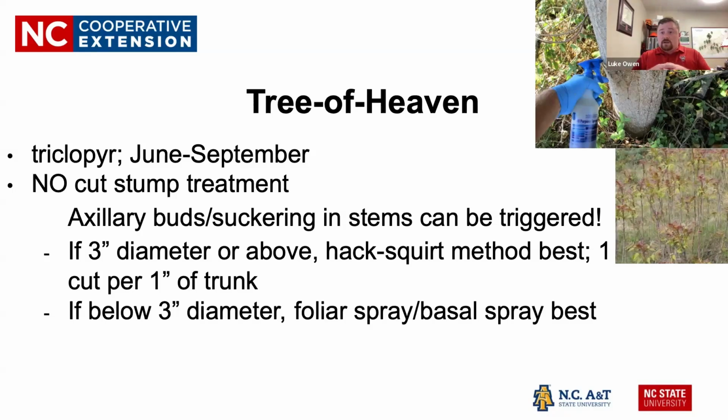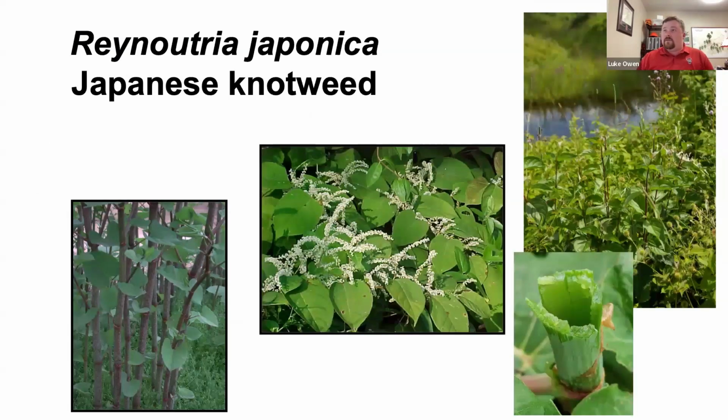If the trunk diameter is above 3 inches, we want to use hack and squirt. Typically in the bottom foot section of the trunk, we'll hack or make a mark and then take your herbicide mix and spray into those hacks. You want to basically have a hack every inch. So we're making multiple hacks and we're spraying a systemic herbicide, in this case triclopyr, to get good treatment. So that's if you have a larger specimen. If your Tree of Heaven is smaller than 3 inches in diameter, foliar spray is typically best. So that's generally how we control for Tree of Heaven.